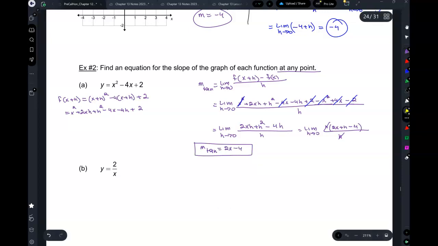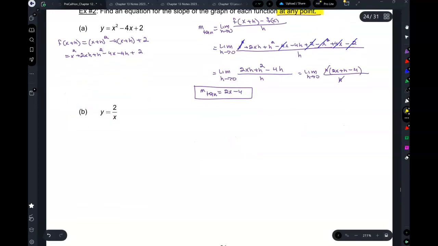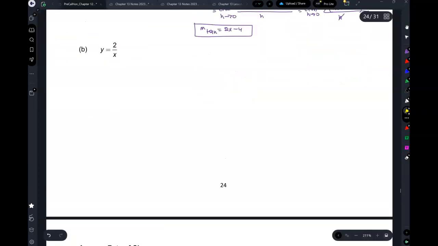Okay, let's look at the directions. This one had asked us to find the equation of the slope at any point. When it says at any point, you leave your answer in expression form in terms of x. So you're done here. If it had said at the point blah, blah, blah, then you would have to plug it in. Okay, let's do this next one.